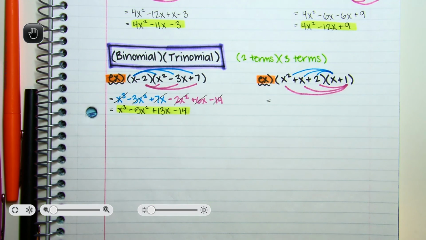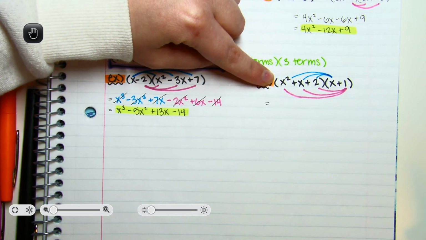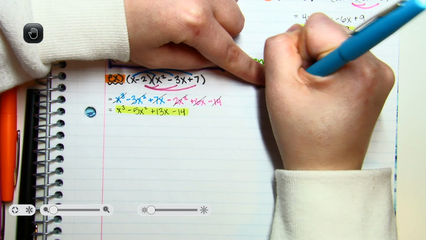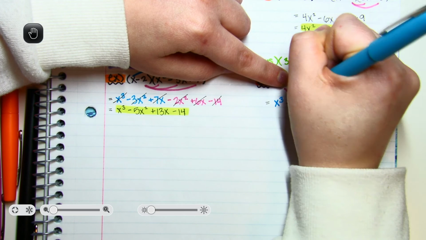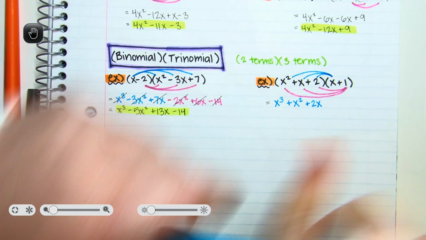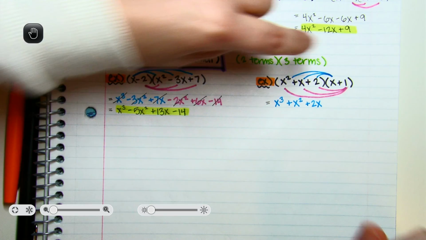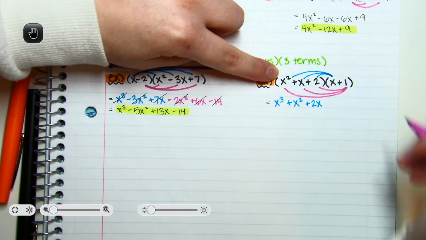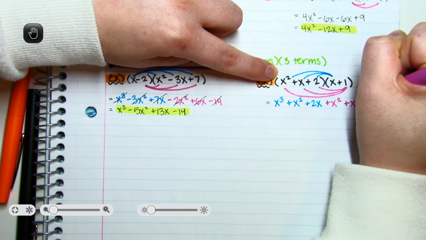So I'm going to start with blue. So multiplying x by everything in this first parentheses gives me x cubed. X times x is x squared. And then x times 2 is 2x. So that takes care of all my little blue rainbows. And then for my pink rainbows, I'm multiplying 1 by everything, which will give me positive x squared plus x plus 2.